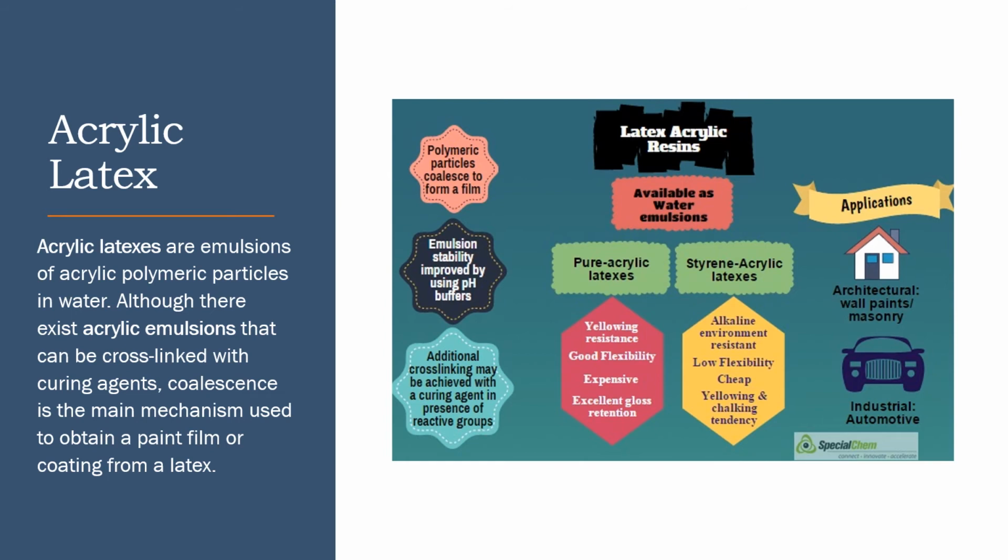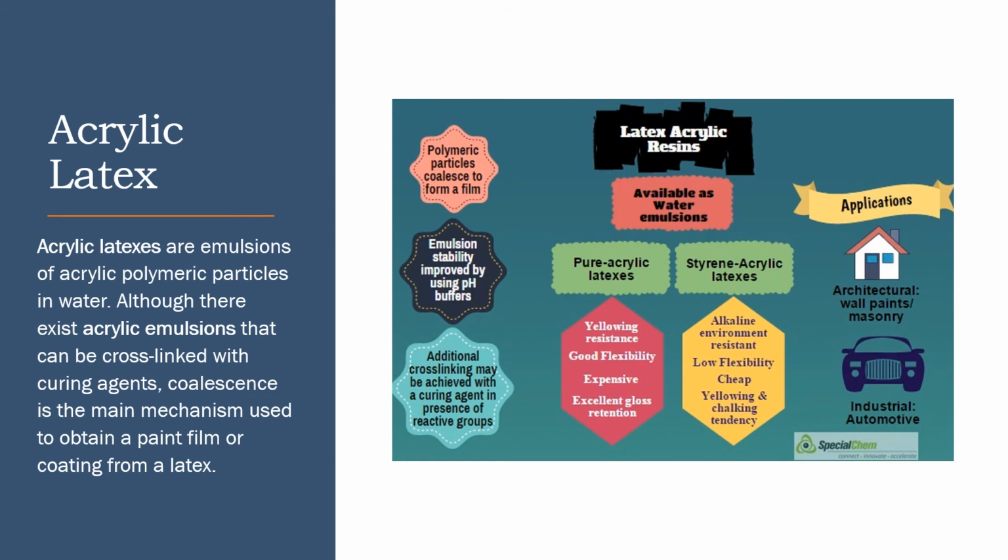And coalescence is the main mechanism used to obtain a paint film or coating from a latex. So generally for acrylic latex paint, we add coalescents to form a continuous, smooth and even film on the substrate without any cracking. So there are different kinds of resins or emulsions available.